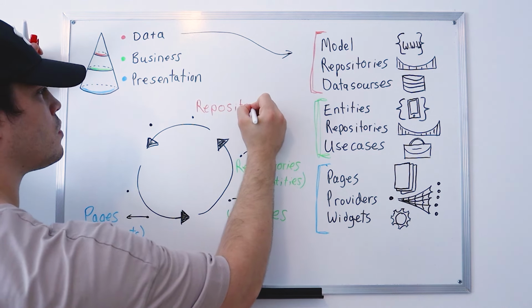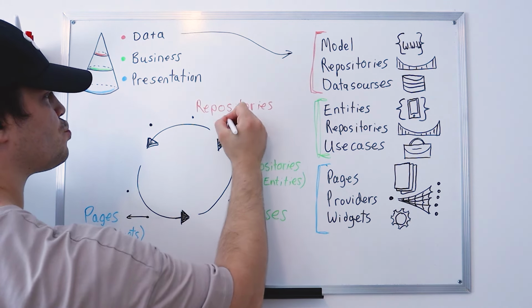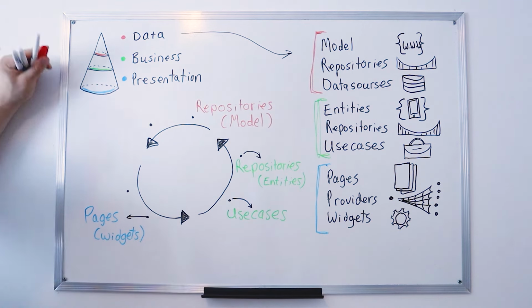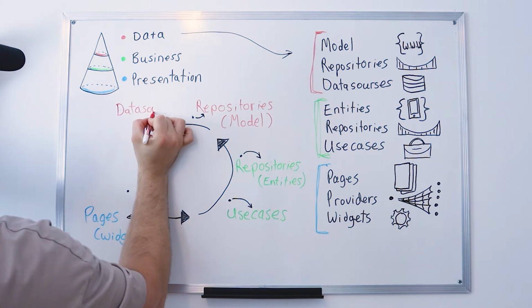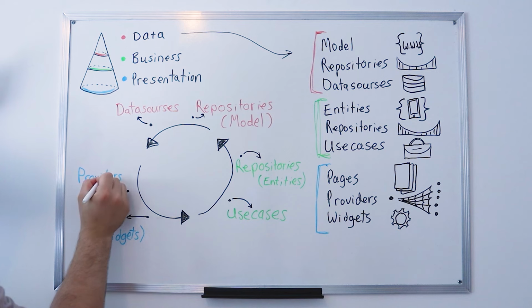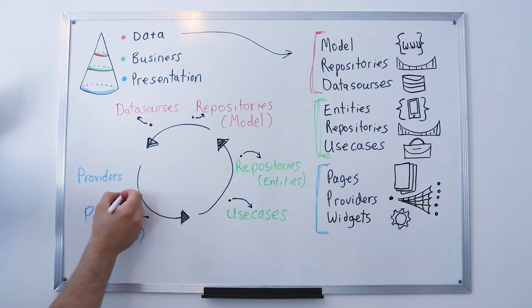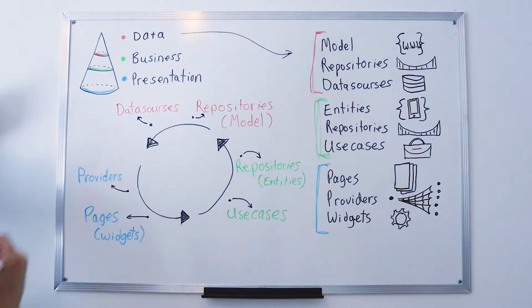So that's why we have another repository inside the data layer, which this one uses the models. This repository inside the data layer will use the data sources. And the data sources will get all the data and then put it inside the provider, which will manage your data. And the provider will update your screen, which will update the pages and all the widgets. This is a never-ending cycle.